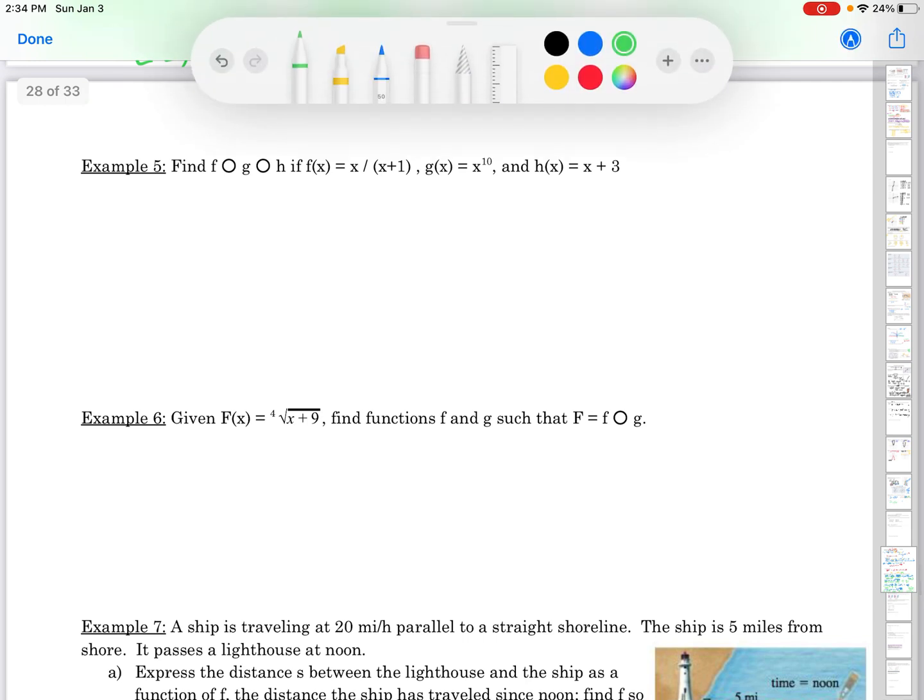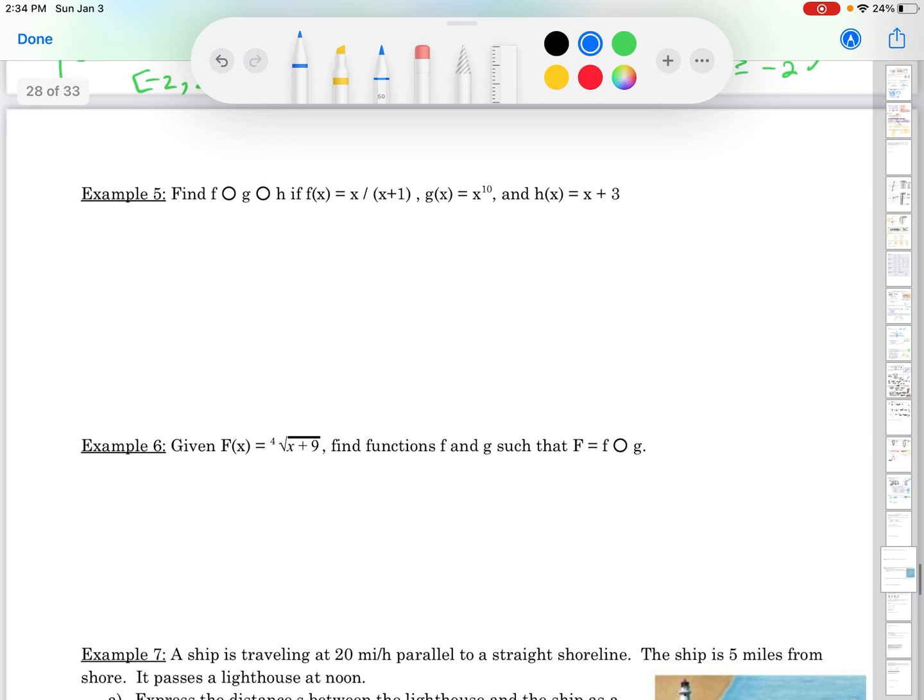All right, example 5. This gets a little bit trickier. We want f of g of h. So we're actually going to do this 3 times. F of g of h of x. Same concept, though. We're just going to work from the inside out. So we have f of g of, and whatever h of x is.